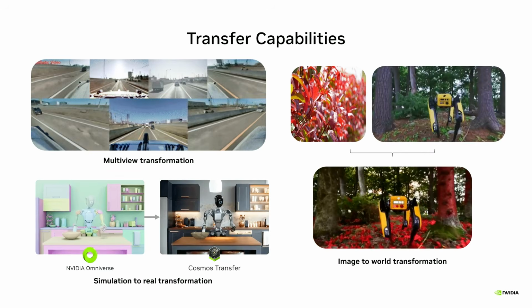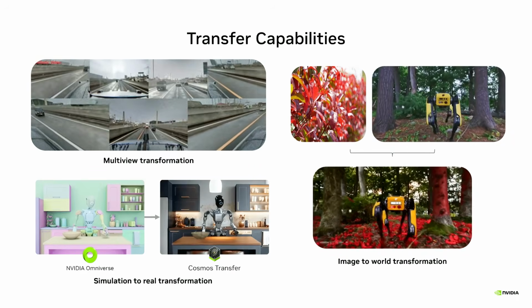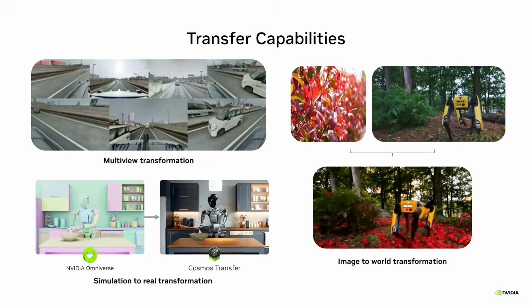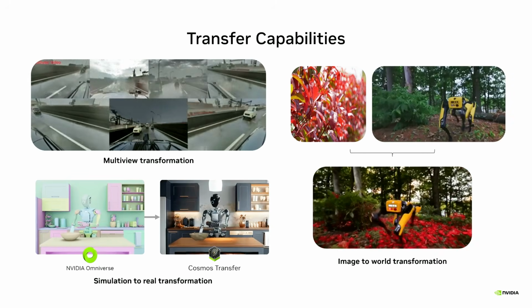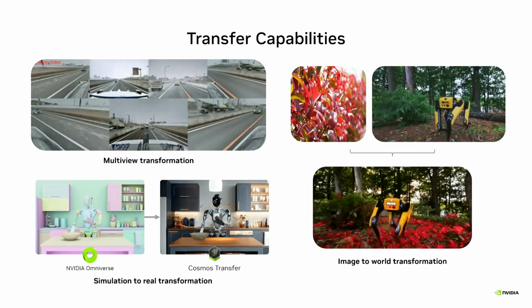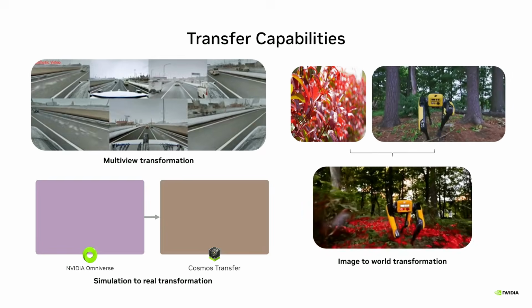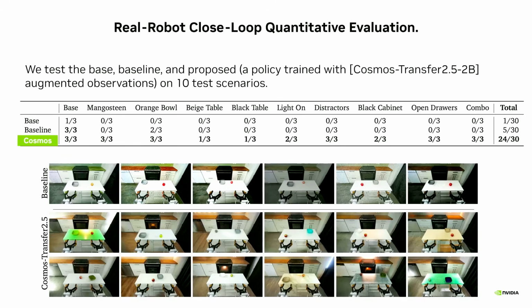And it can be used for multi-view, or to convert physics engine rendering output to become more photorealistic. You can also use a style image to change the look of real video footage to help you create variations. And we conducted a set of experiments to verify whether Cosmos Transfer helps you build a better policy.